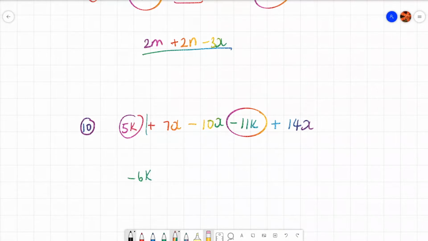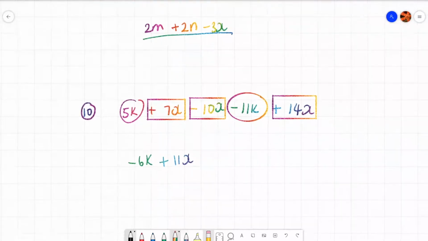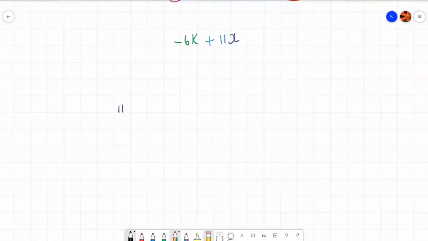Let's do the x's. 7x minus 10x plus 14x. So 7 minus 10 plus 14 is 11, so plus 11x. Again, I can't add this answer together at the end because I've got a k and an x and not the same. Therefore, the answer is going to stay as it is. Okay, slightly harder examples now.